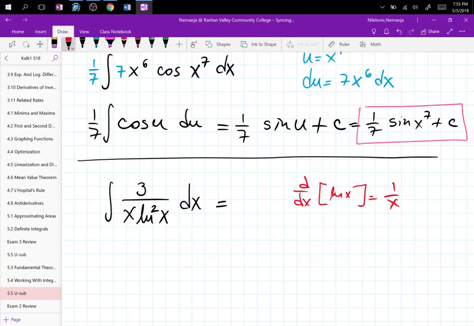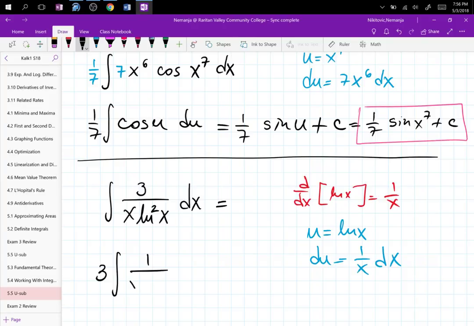Let's take a look at the solution. Function is the u, so u equals ln x. du is 1 over x dx. So what am I going to do? First I'm going to kick 3 outside of the integral because it's a constant, and I can. Write 1 over x, and then ln x in parentheses everything squared dx.